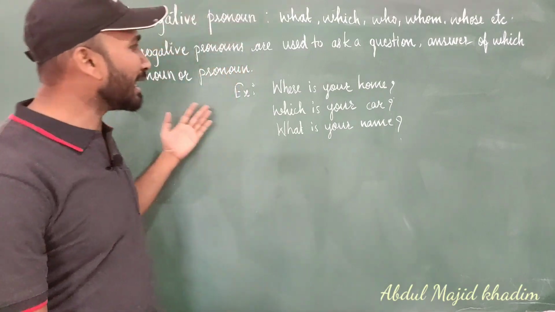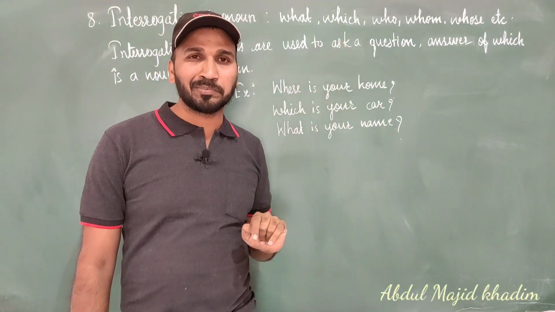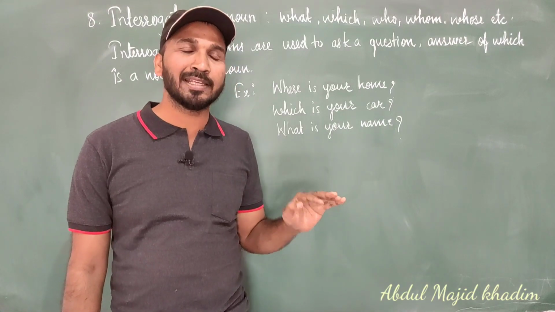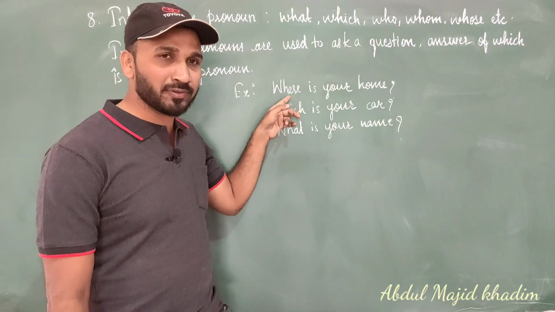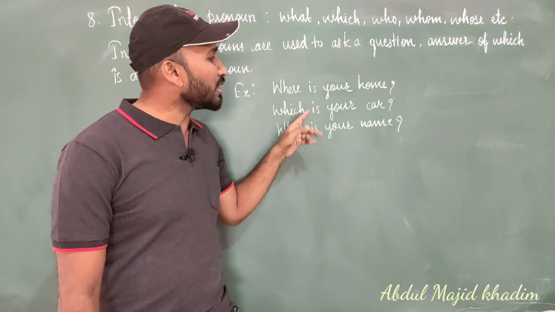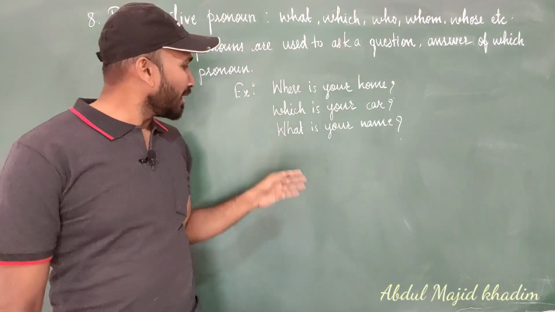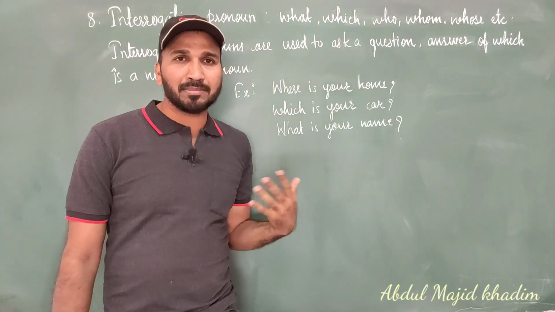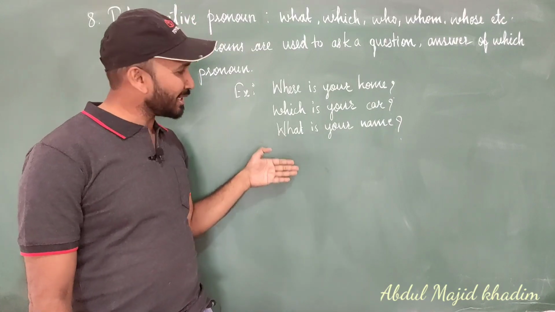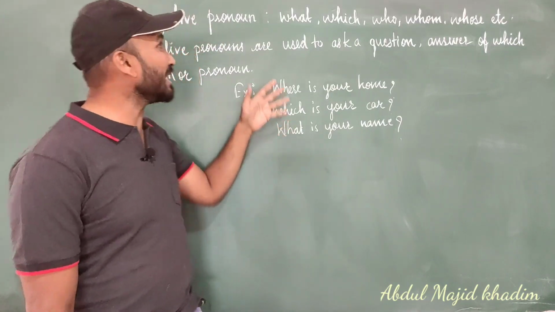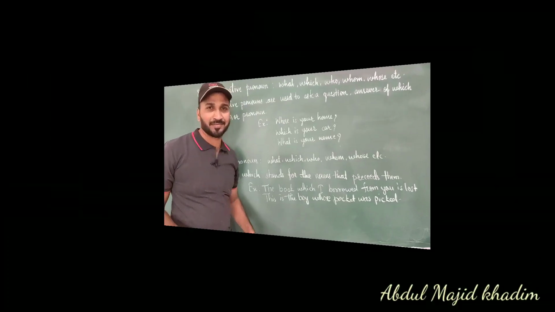The answer should be. For example, where is your home? I said Sarvodaya Colony. My home is in Sarvodaya Colony. That means we are telling a noun in this answer. And here also, which is your car? My car is Benz. Next, what is your name? I am telling that my name is Abdul Majid. So that what replaces Abdul Majid. So that's why these pronouns are called interrogative pronouns.